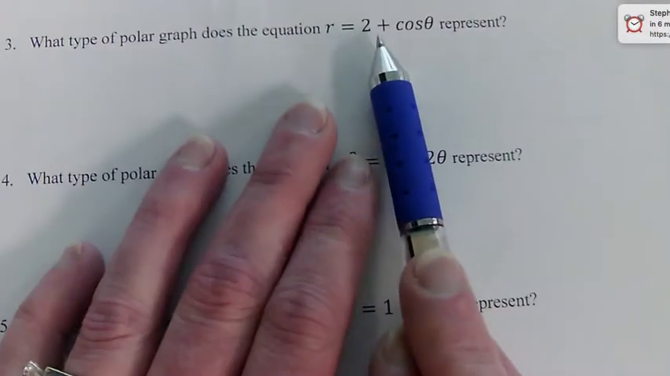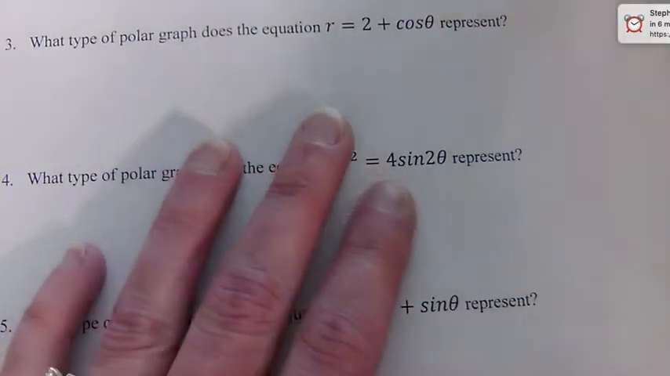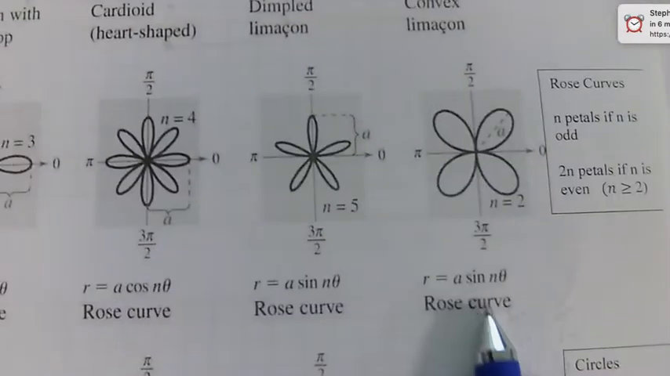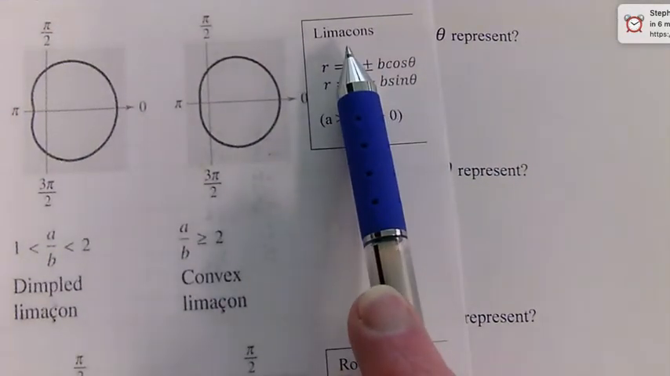So this one has a 2 plus a cosine. These were when I had something times the theta, which I don't. This is going to be up here. This is going to be a limacon.